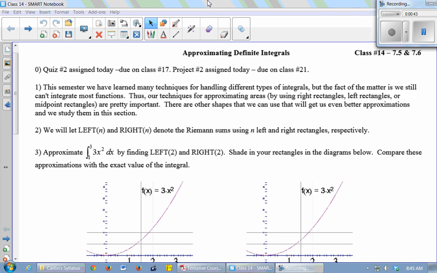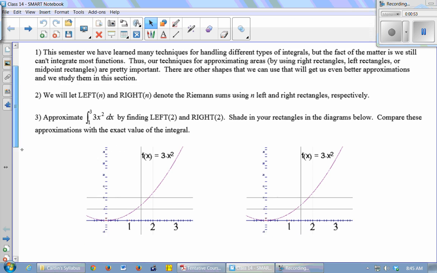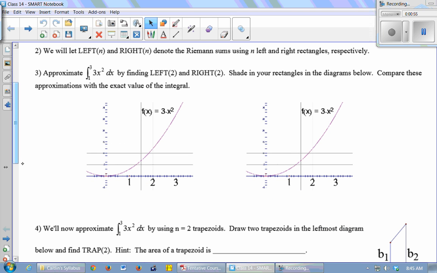Okay. So our techniques for approximating areas under a curve by using rectangles, right rectangles, left rectangles, and midpoint rectangles are pretty important. But there are other shapes that we can use that can get us even better approximations than rectangles. We will study them in this section. So my notation I'm going to use is left n and right n, and that stands for Riemann sums using left and right rectangles, n of them.